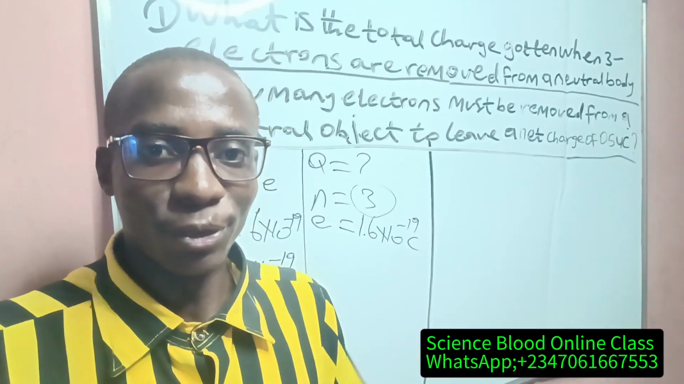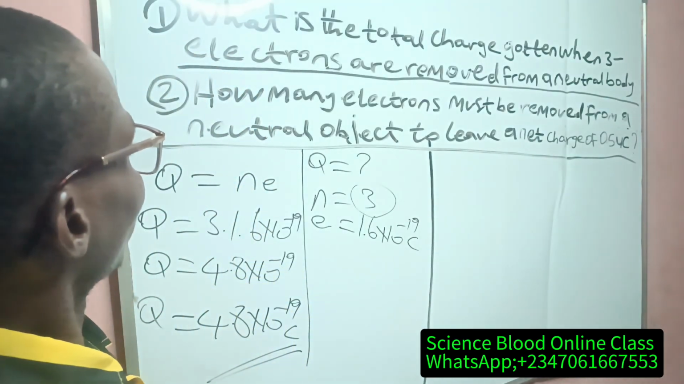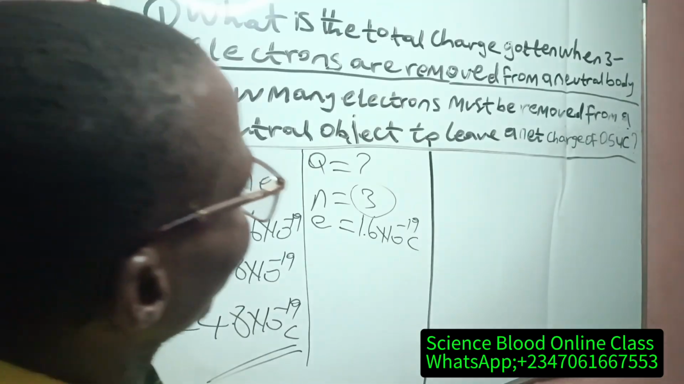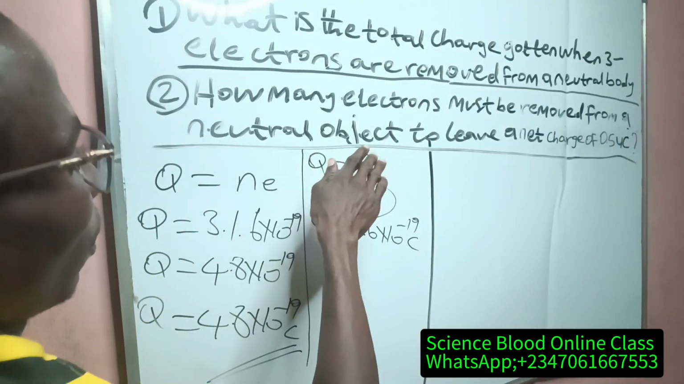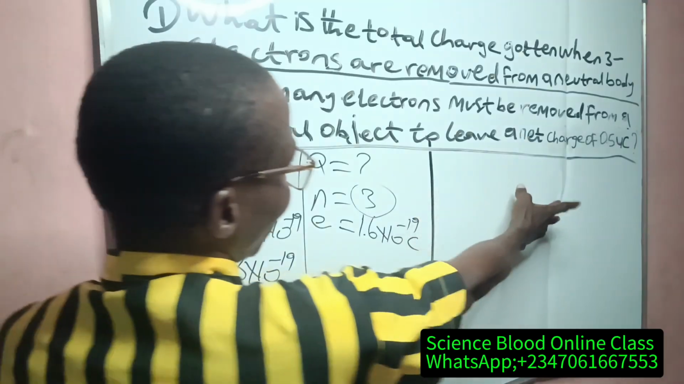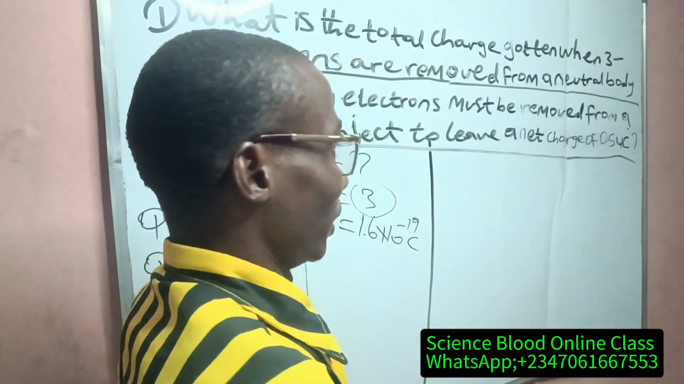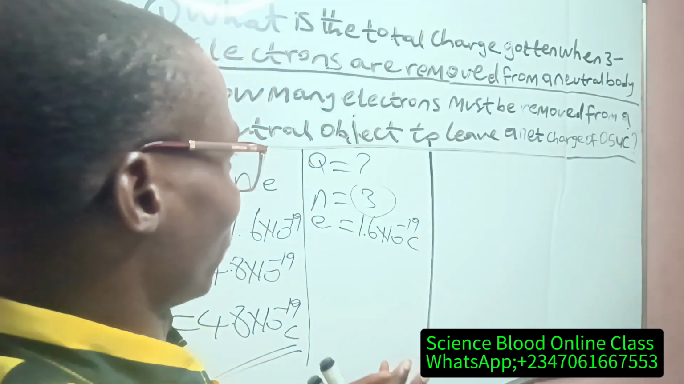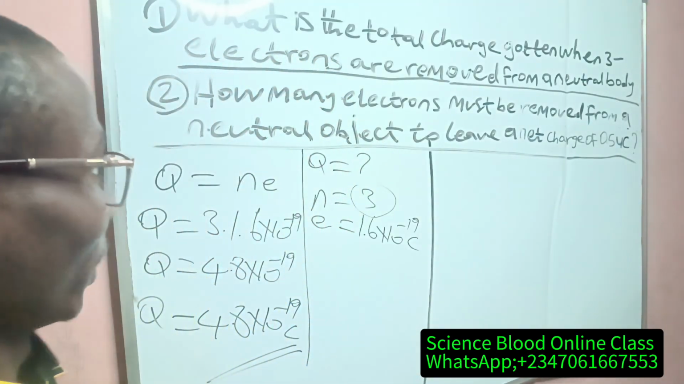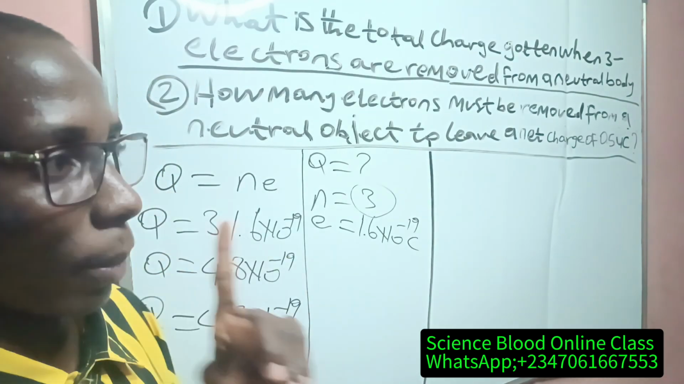Let's continue and move over to question number two. Question number two says: how many electrons must be removed from a neutral object to leave a net charge of 0.5 microcoulombs? For this particular question, we are going to use the same formula as number one.